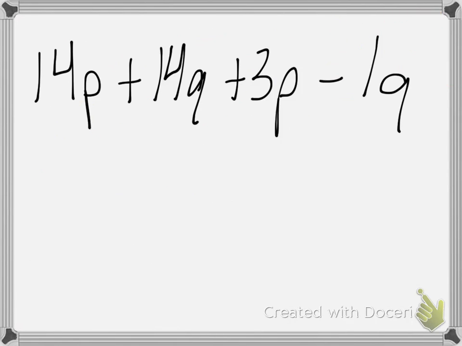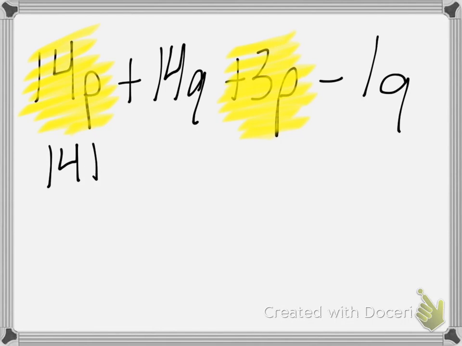Now, on the second one, we've got one that's a little bit more in depth. Again, I'm looking for the same variable and the same exponent. 14p has the same variable and the same exponent as 3p, because they both have a p and they both don't have an exponent at all, which would be considered 1. So 14 plus 3 equals 17. That would give me 17p.